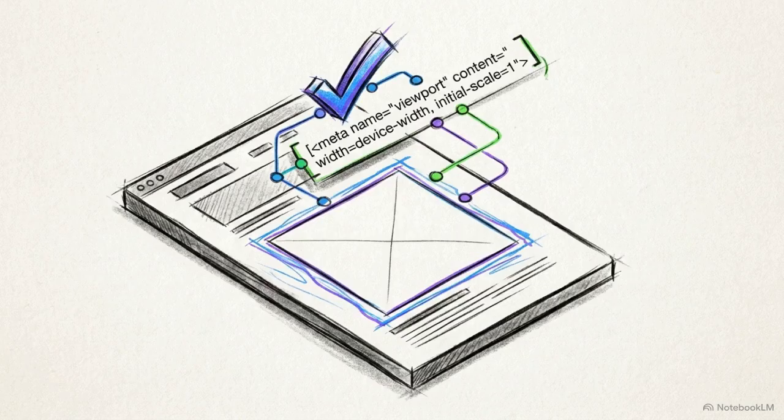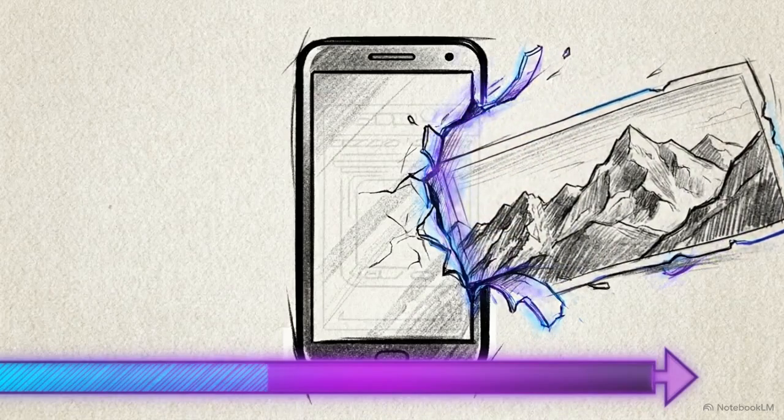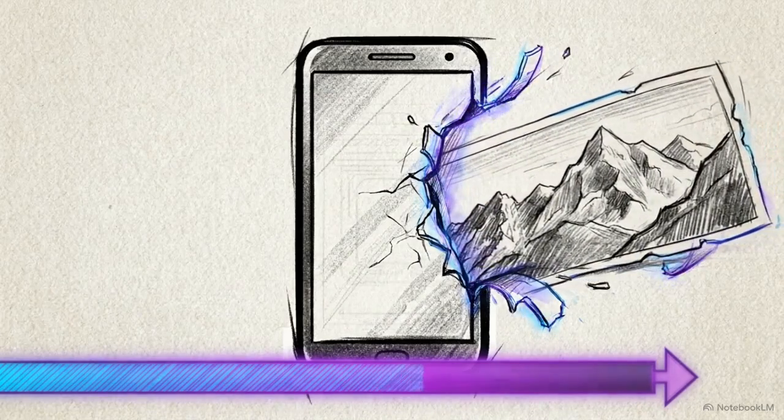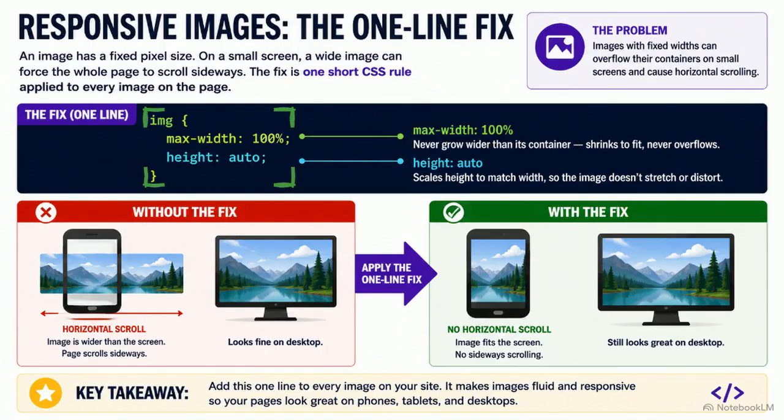Once the viewport is set, the next hurdle is your media. A fixed pixel image will aggressively push past the bounds of a narrow mobile screen, forcing an awkward horizontal scroll bar at the bottom of the page. This shows the two-line CSS rule needed to fix this issue site-wide. Setting max width to 100% acts as a strict boundary, shrinking the image to fit its container. Meanwhile, height auto ensures it scales evenly without distorting its natural aspect ratio.